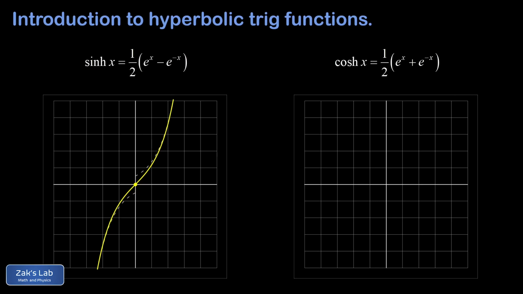Now I want to point out that we see in this graph the odd symmetry of the hyperbolic sine function. That's a rotational symmetry of 180 degrees about the origin. So it's behaving like we expected it to.